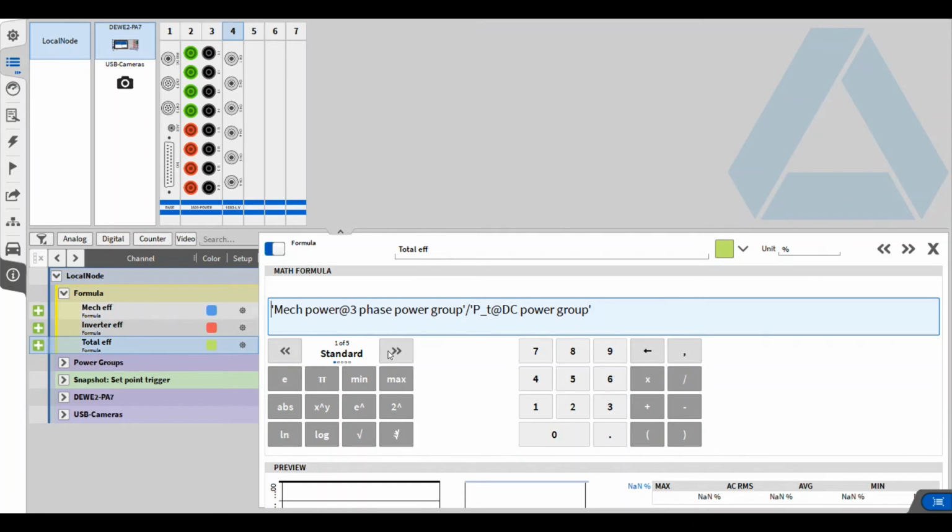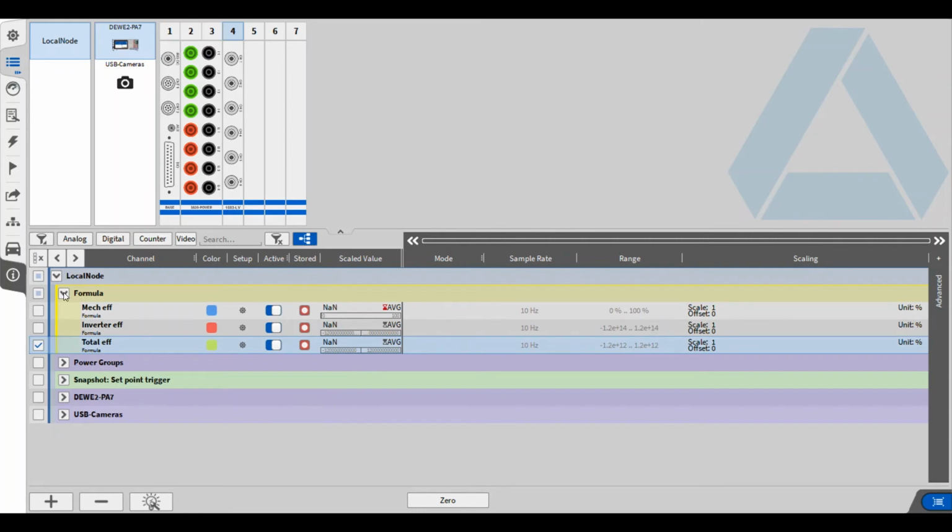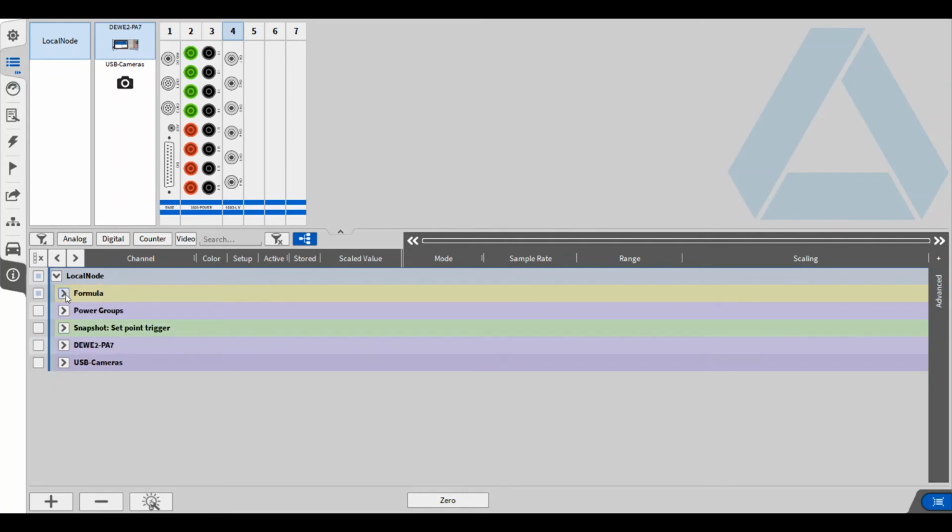And finally we have the total efficiency. This is the mechanical power output from the motor divided by the DC power input to the inverter from the battery emulator. That summarises the efficiency calculations.